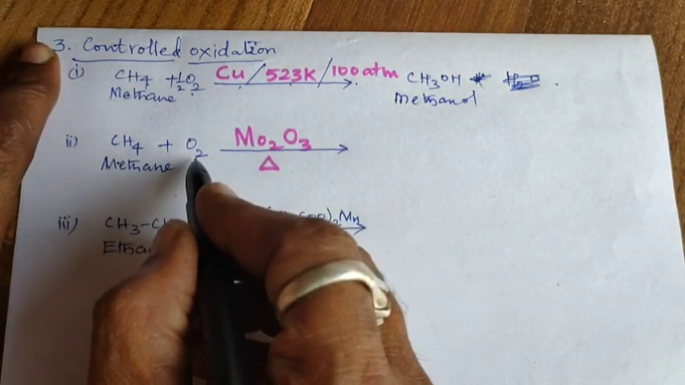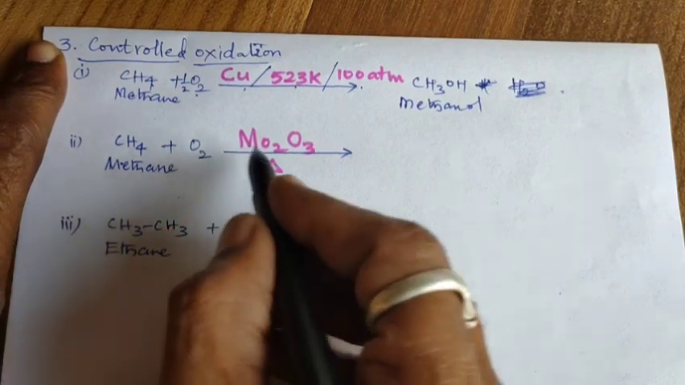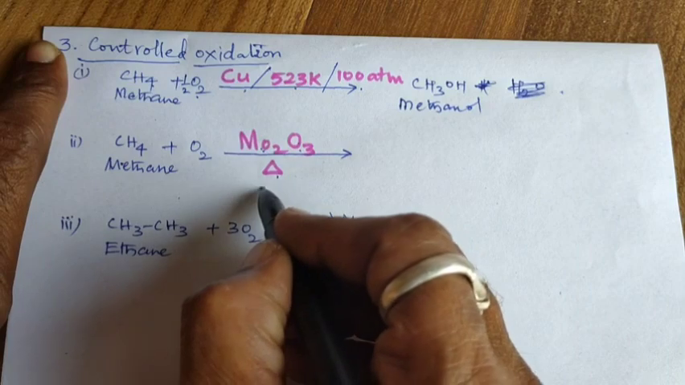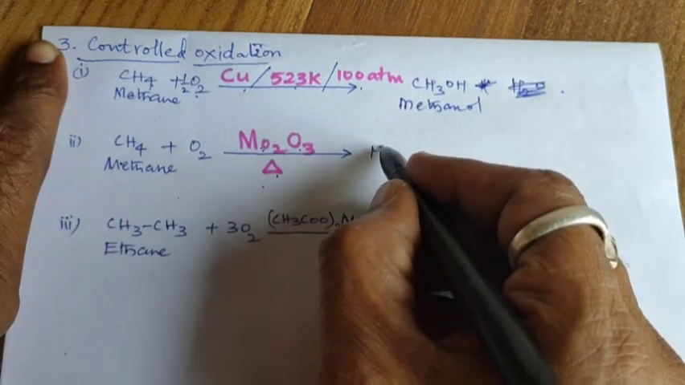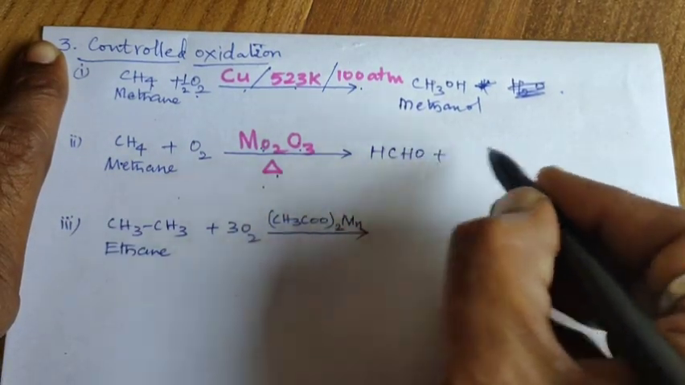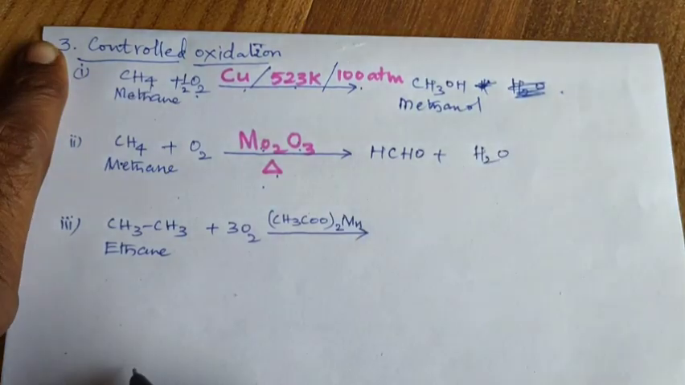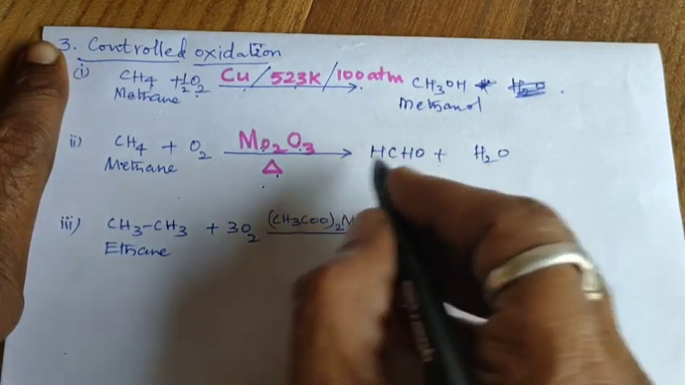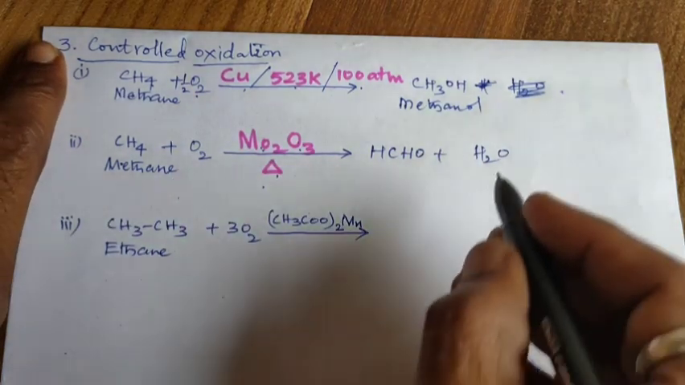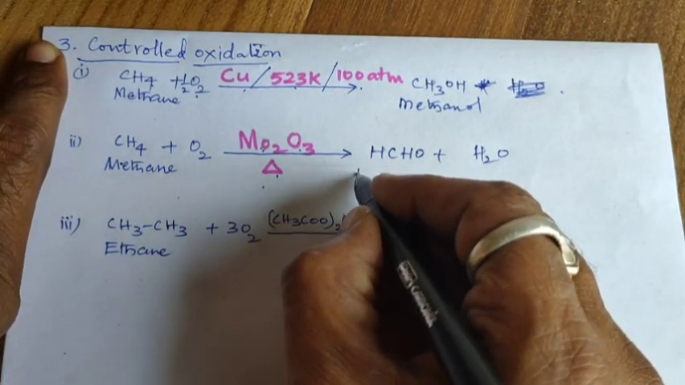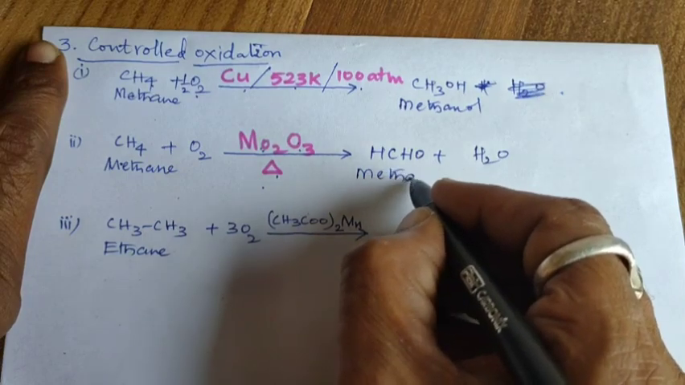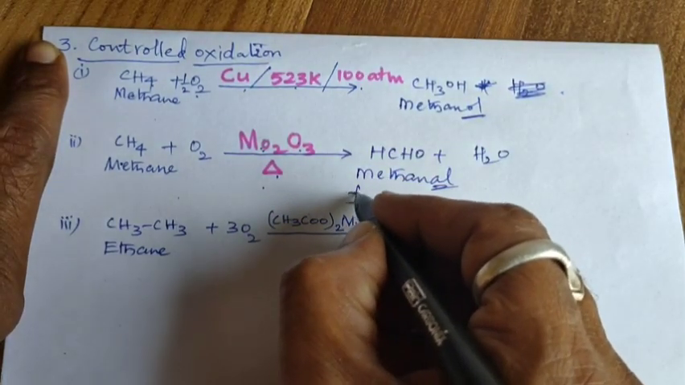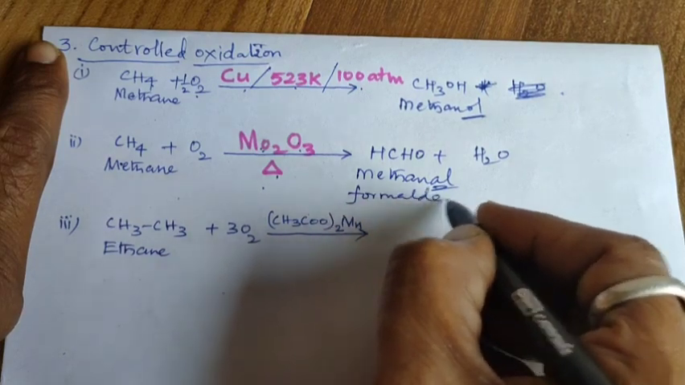Same methane is oxidized in a controlled manner with molybdenum trioxide, Mo2O3. By heating, this becomes HCHO, formaldehyde, and water is produced. Yes, then here two oxygens, that is sufficient. And the name of this one is methanal. Al this is, Ol this is, and it is also known as formaldehyde.